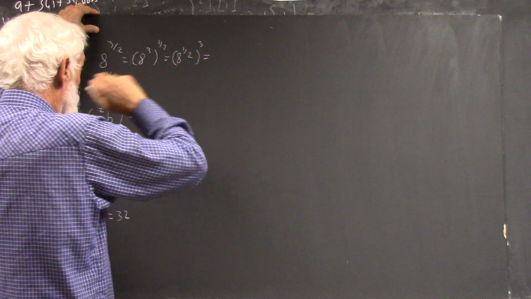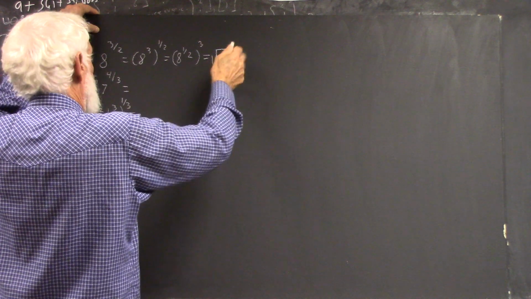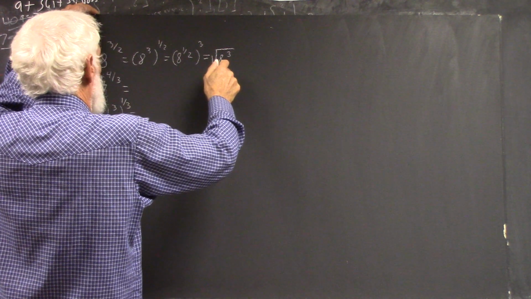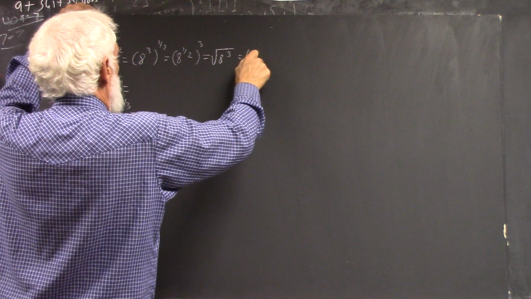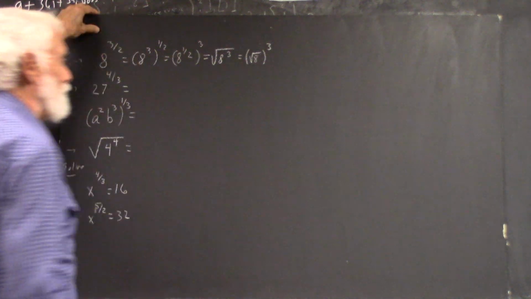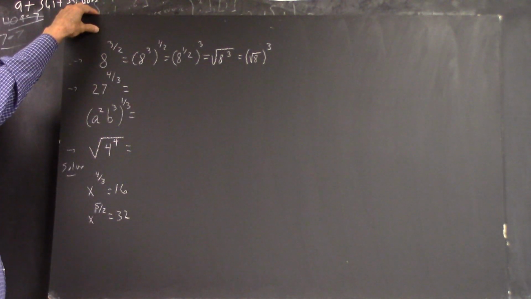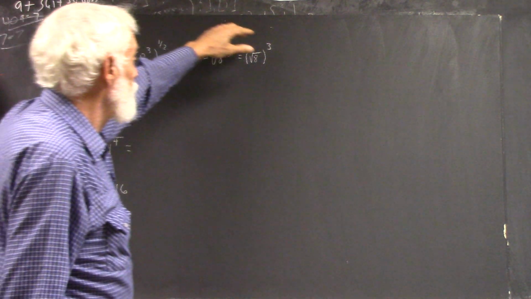And in radical form, that could be the cube root of 8 to the third, or the square root of 8 to the third, or the square root of 8 raised to the third. Okay? Could be in any of these forms.